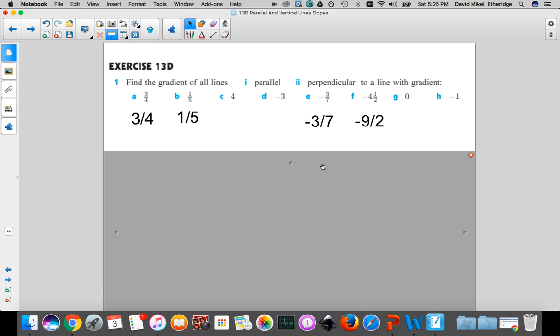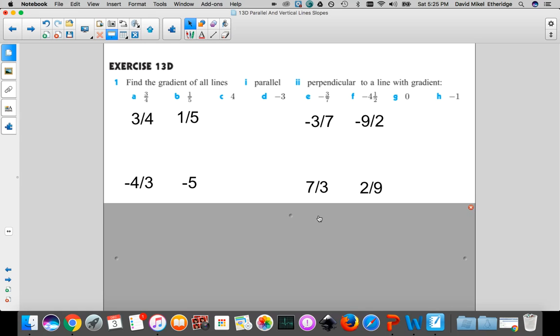Now, let's talk about the perpendiculars, opposite reciprocals. Notice how here to here, we flip it, change the sign. Flip it, change the sign. Flip it, change the sign. Flip it, change the what? Change the sign.